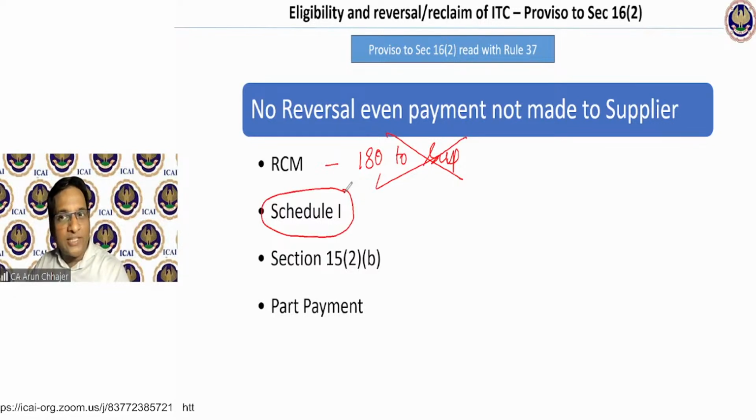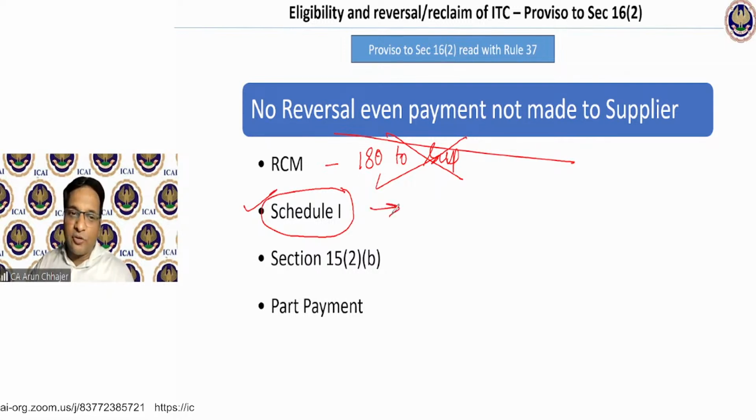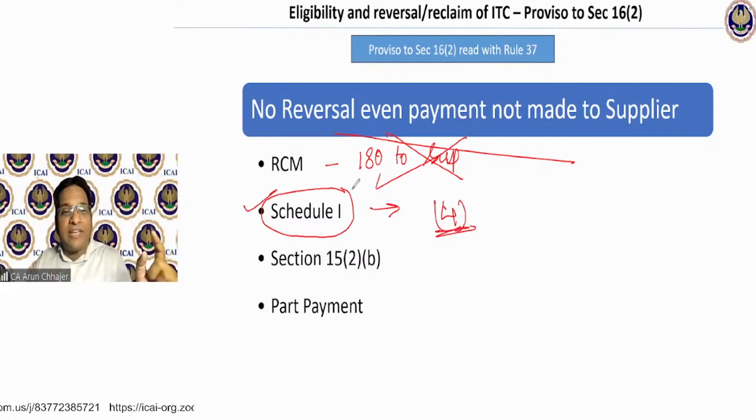No reversal is required in case of Schedule 1. What is Schedule 1? We know that Schedule 1 covers supply even without consideration. So if I have disposed of an asset without any consideration, on which I have taken the ITC, then it is supply. There are 4 paras we have discussed in Schedule 1 in the supply chapter.